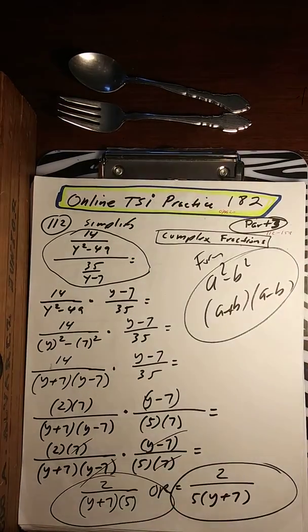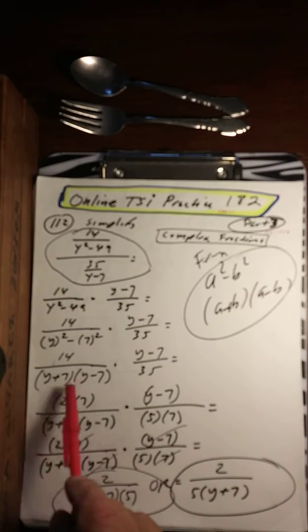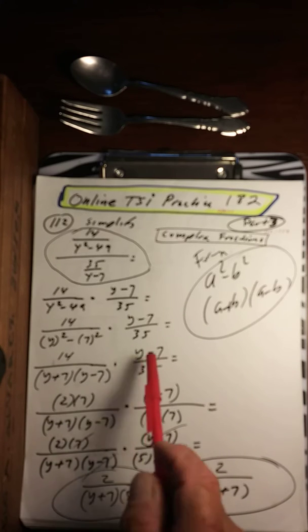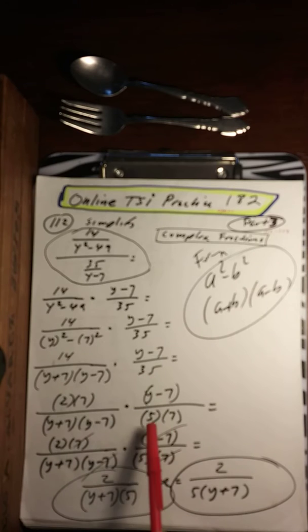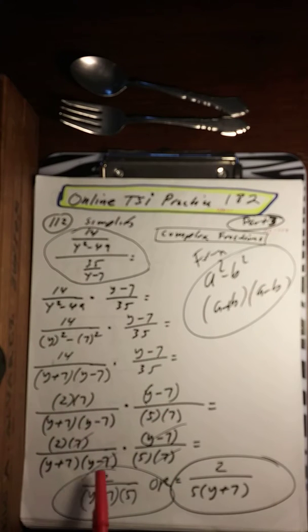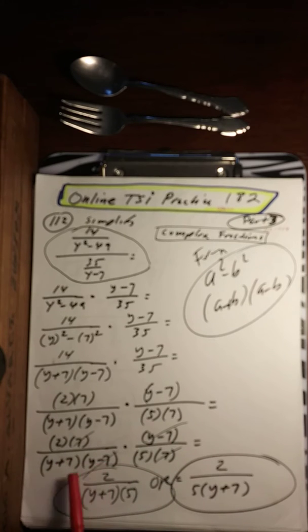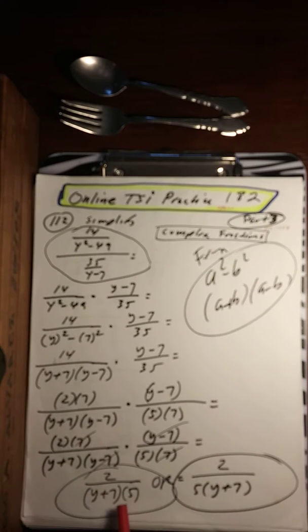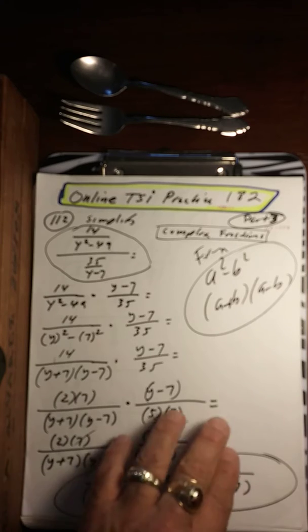Now, continue on with this complex fraction, guys. Now we have y plus 7, y minus 7, and y minus 7 over here. Notice that this is 2 times 7, and 35 is 5 times 7. Now we can start canceling: 7 and 7, y minus 7 and y minus 7. What's left over is 2 over y plus 7 and 5, or you can rewrite this as 2 over 5 times y plus 7.